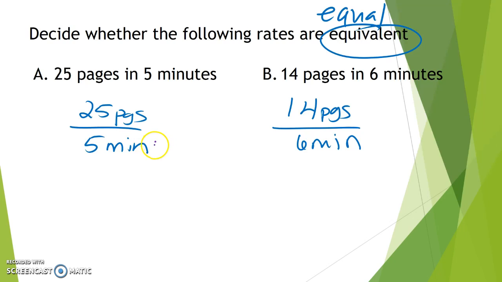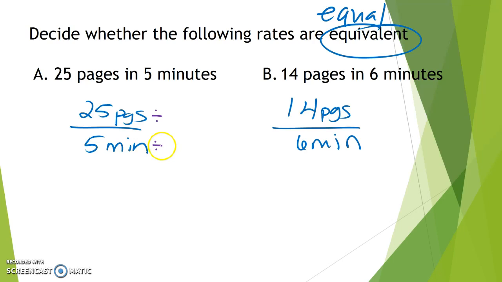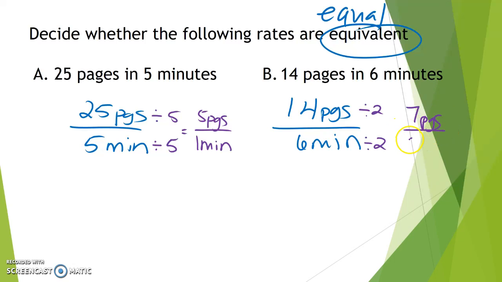So I'm actually going to divide here because I look at 25 and 5 and know that they have a common factor of 5. So I'm going to divide by 5. And I get 5 pages per minute, per 1 minute. So over here, I know for a fact I can divide these both by 2. So then I get 7 pages in 3 minutes. And because I can't simplify this any farther, then these are not equivalent.